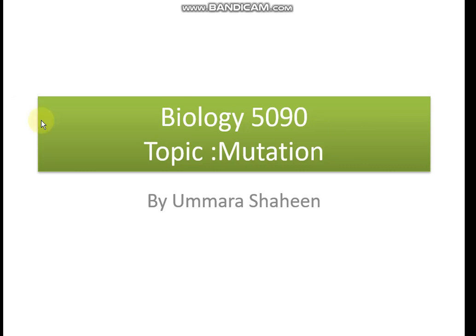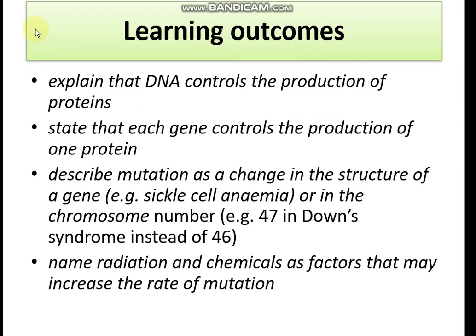Dear students, our today's topic is mutation. Let's move to the learning outcome. Today we will be seeing that DNA controls the production of protein, and then we will describe what a mutation is, and then we will see the example of sickle cell anemia and Down syndrome. And then after these we will learn about mutagens like radiations and chemicals.